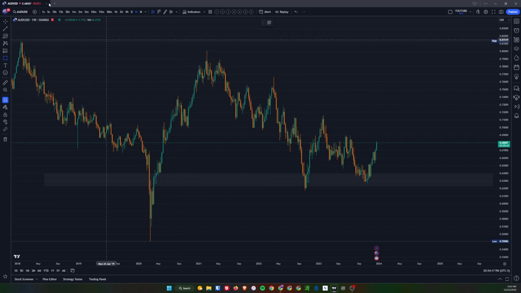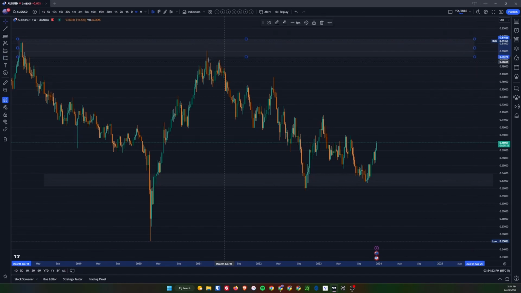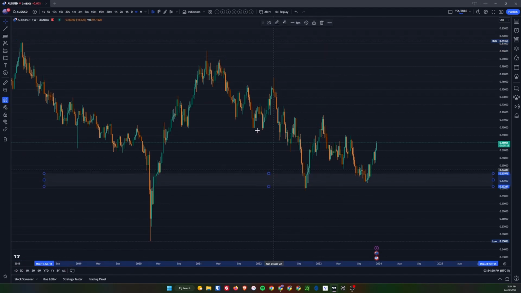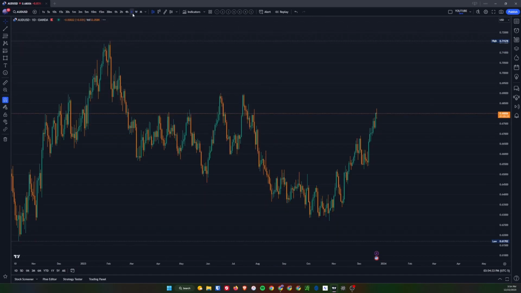Okay, what about a supply zone or resistance level? You got one right here. Boom. Respected here, respected here. All right, now let's go to a smaller time frame, the daily time frame. What do we see here? You got another demand zone here. Sorry, demand support zone.